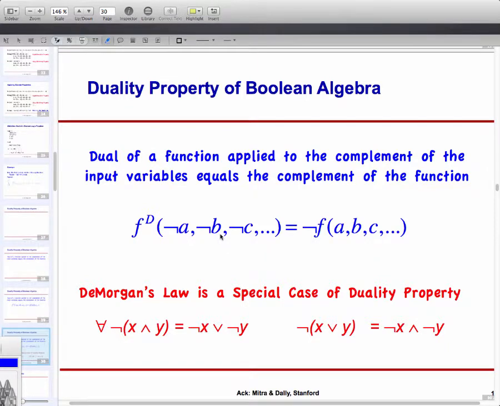Now, if you think about it, there's no counterpart to this duality property in regular algebra. I cannot replace plus by multiplication and multiplication by plus. That is kind of the concept. So again, while there are some parallels to our regular algebra, this is a different algebra with its own properties and its own theorems and things that help us out.